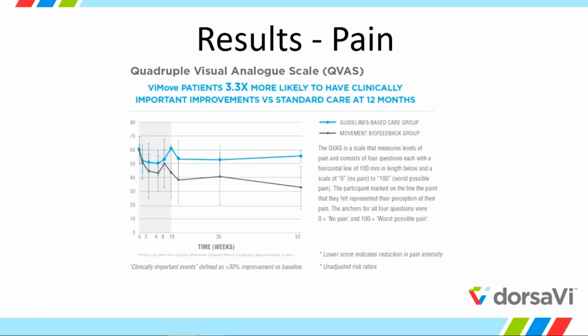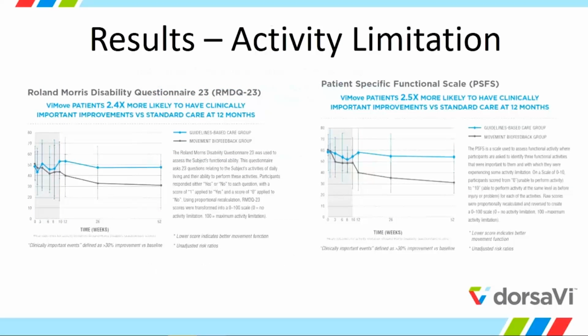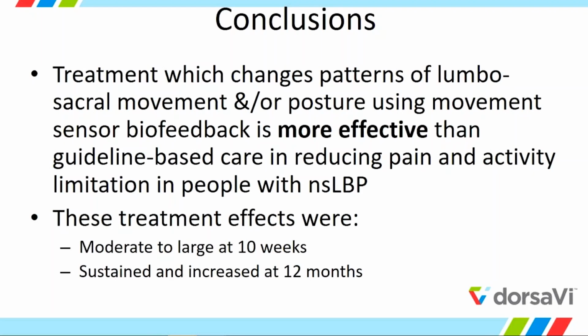Yes, absolutely. And that previous slide was obviously their pain score. Now we have function based on the Roland Morris and the PSFS. You can see that in both of these, looking again at the V-Move patients and the regular control group, they were 2.4 times more likely to have clinically important improvements versus standard care at 12 months. And on the patient-specific functional scale, 2.5 times. So maintaining those improvements is probably due to the fact that you actually change someone's pattern of lumbosacral movement and/or posture. The nice thing is that treatment effects were moderate to large at 10 weeks and then sustained at 12 months.